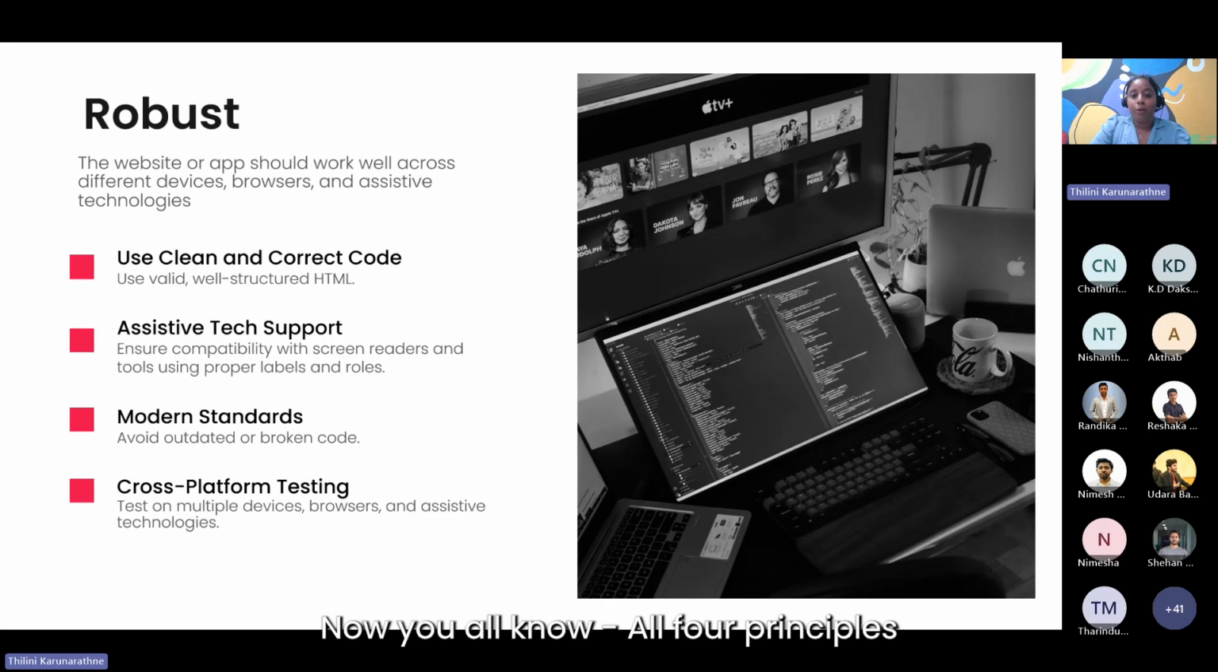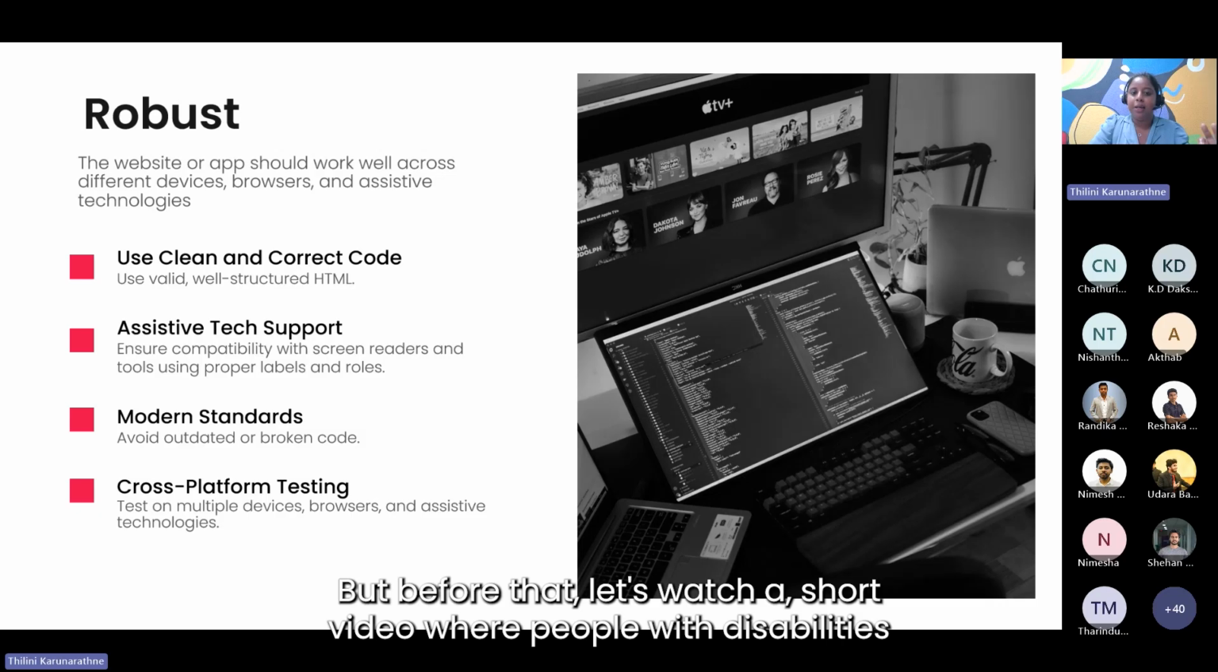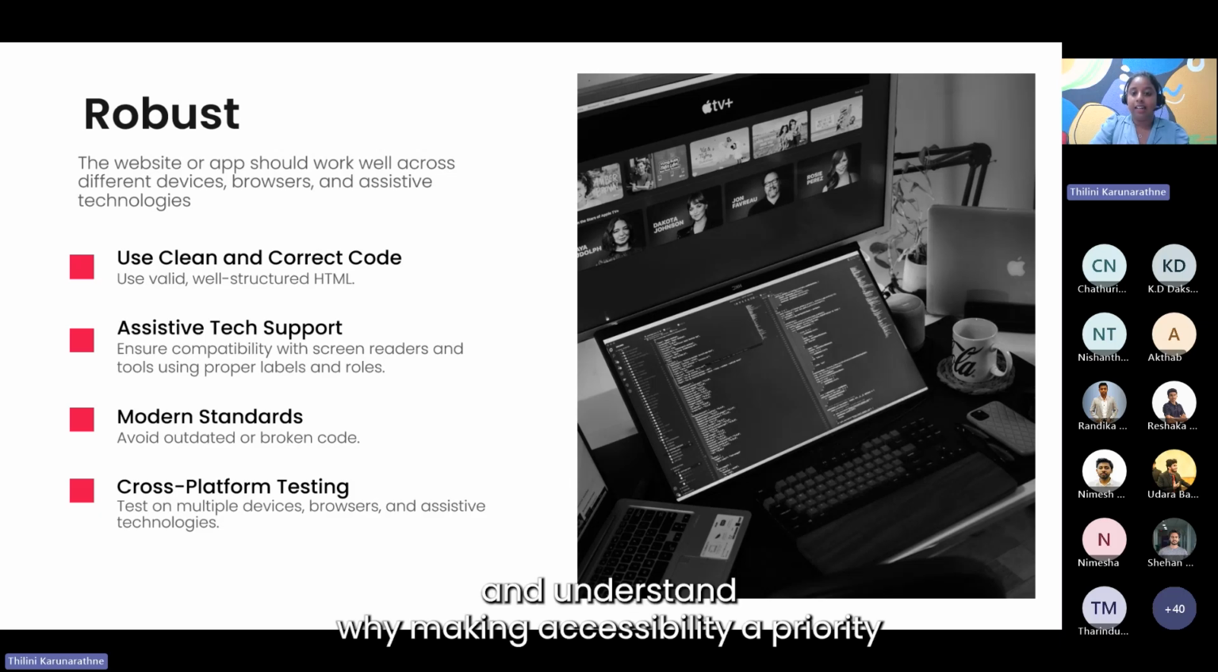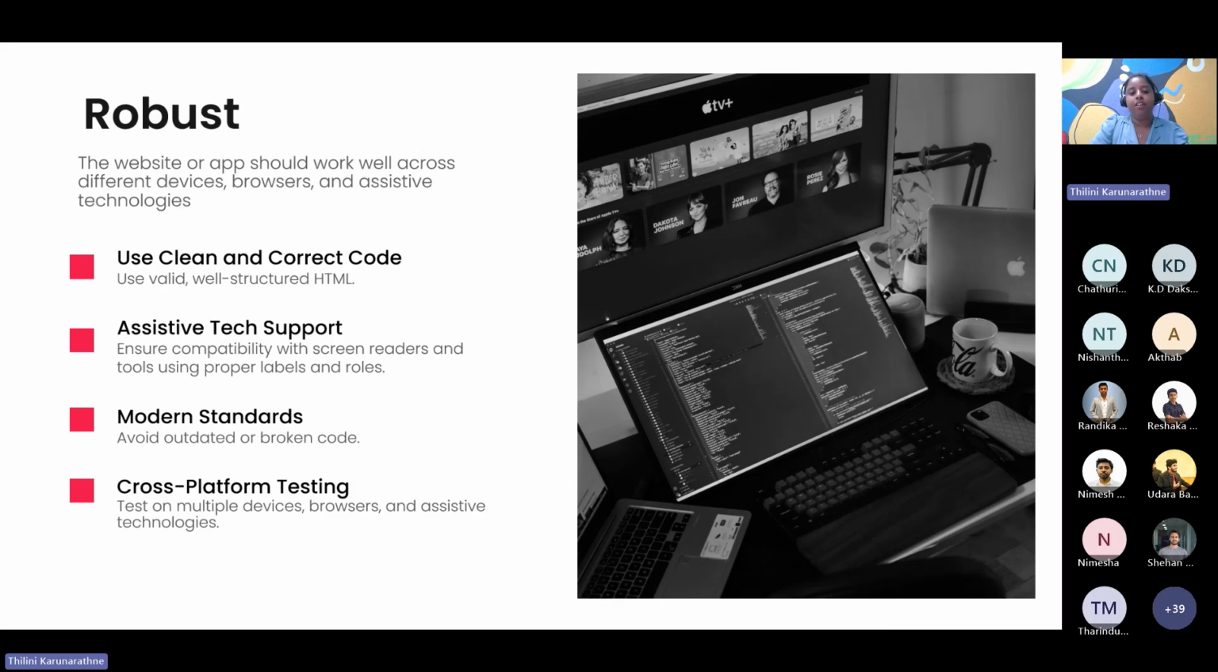Okay, now you all know the 4 principles which are the foundation of WCAG. However, WCAG is not a law, but many accessibility laws around the world refer to it as a basic guideline. We will dive more into the legal side, but before that, let's watch a short video where people with disabilities share their real experience and understand why making accessibility a priority truly matters.